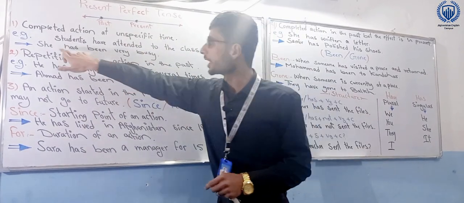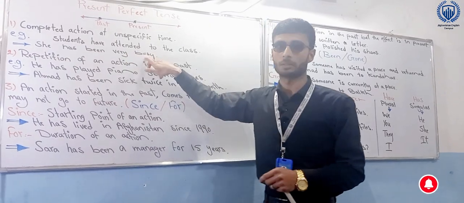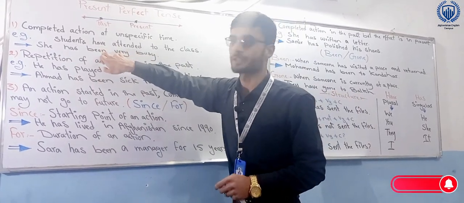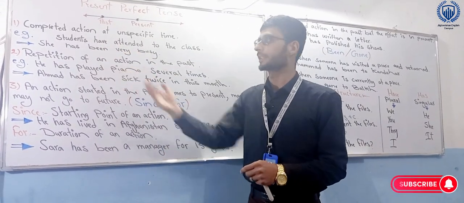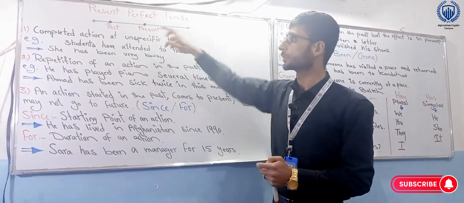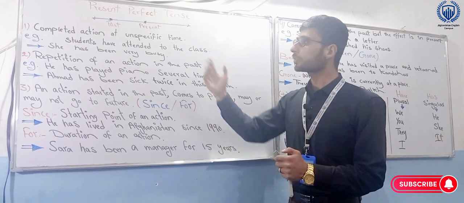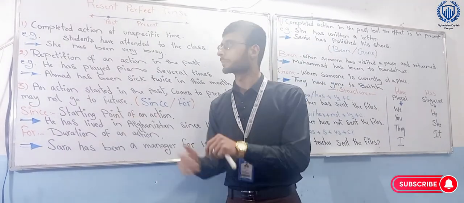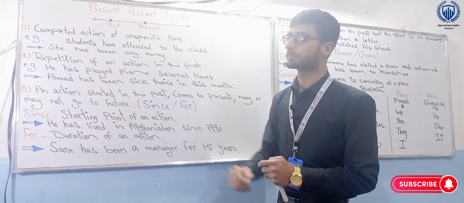The next one, she has been very busy. The action is very important here. The result is very important, not the time of that. In these sentences, we use present perfect tense. It was the first usage. Let's come to second usage of present perfect tense.